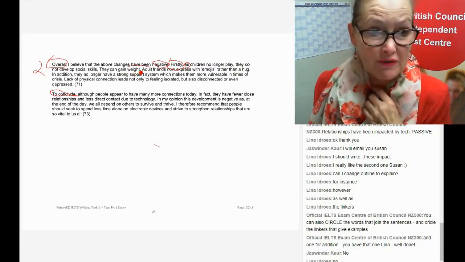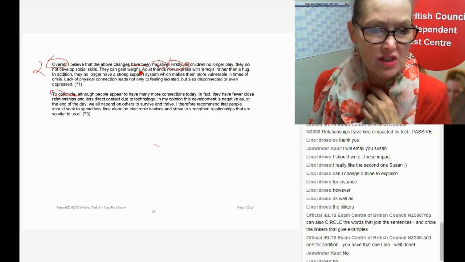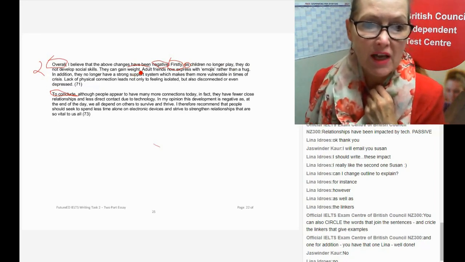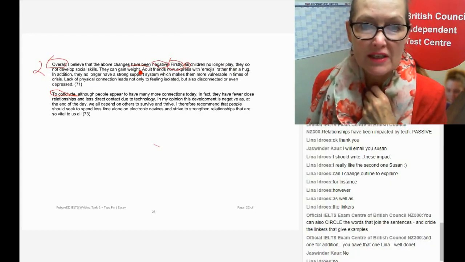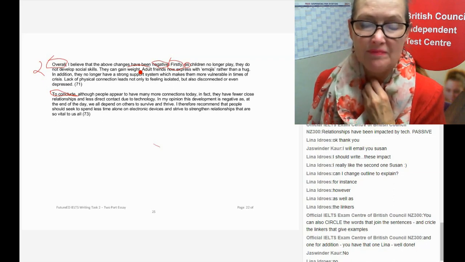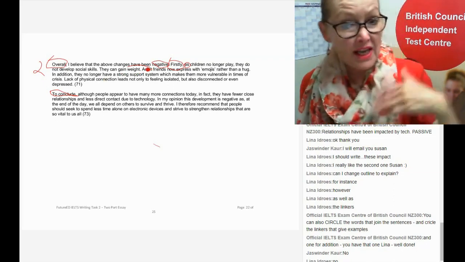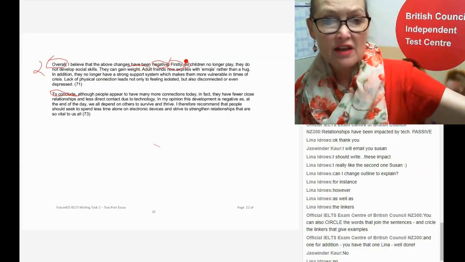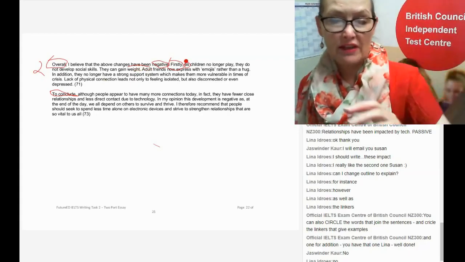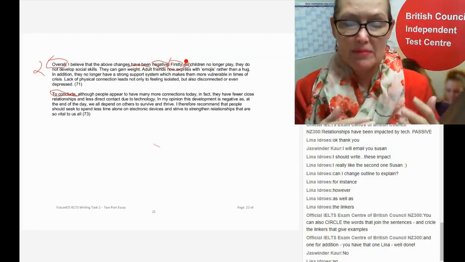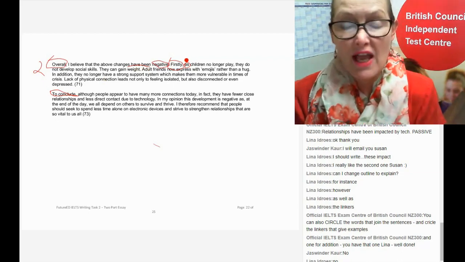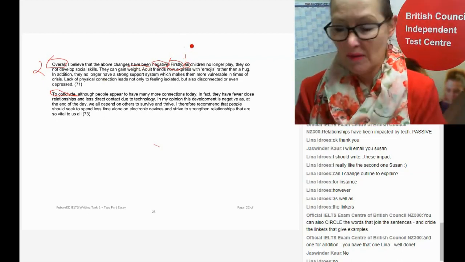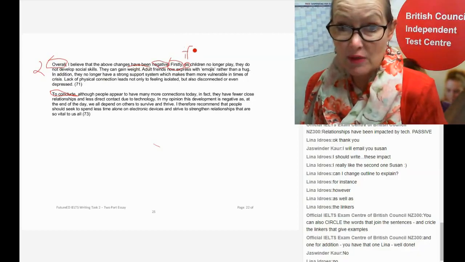So this is my paragraph 2, and straight away I answer that question. Overall, I believe that the above changes have not been positive, and once again I'm using my present perfect, negative. As I stated in the introduction, I'm connecting that, running that through, and that makes it easy to understand, easy to read, easy to follow, and it flows well. And then I use my linker to sequence.